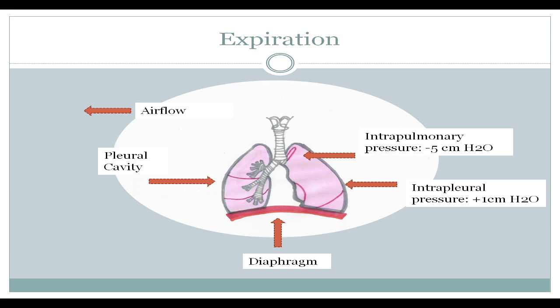Expiration is breathing out. It's the air as it flows out of the lungs. The diaphragm recoils and the thoracic cavity compresses the lungs and raises the intrapulmonary pressure, creating a gradient up and out of the nasal passage or mouth for the airflow.